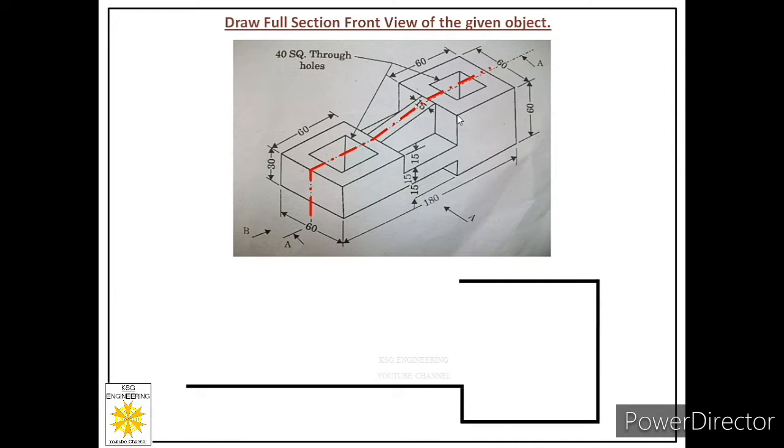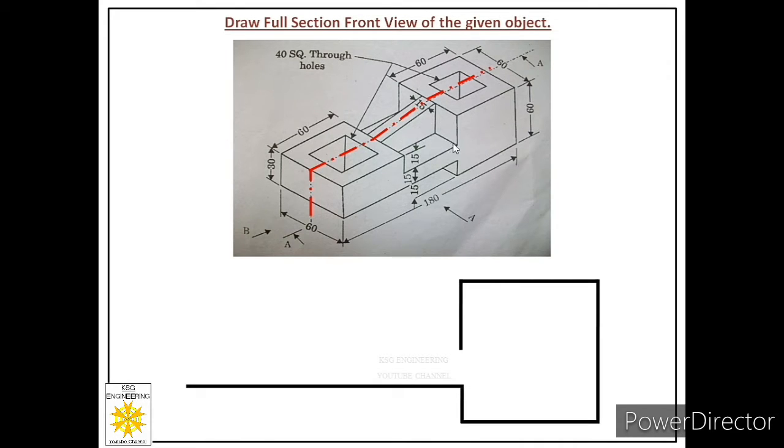And from that point, we have to draw this vertical line. So let us first see what will be the value of the height of this vertical line. Over here, we have shown the height of this line as 15. And this distance is also 15. And total is 60. So 60 minus 30. So this will be 30 millimeters. So from this point, we will sketch a vertical line of 30 millimeters. So we have reached this point.